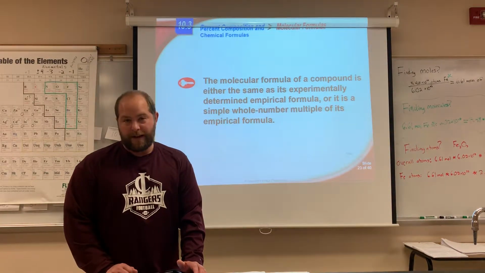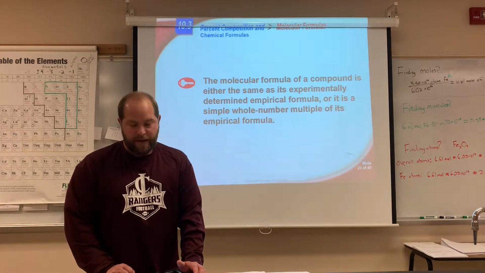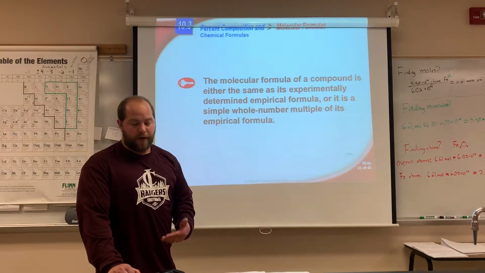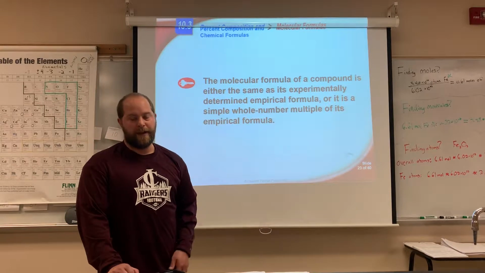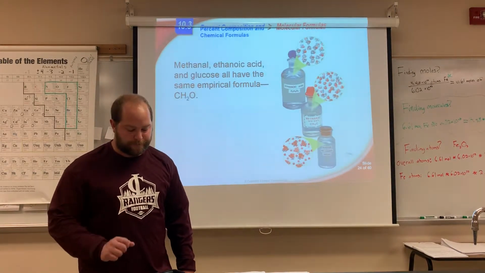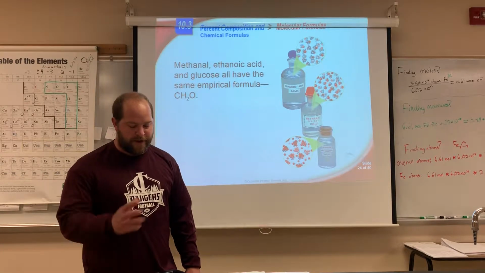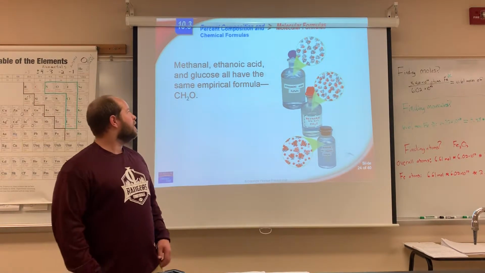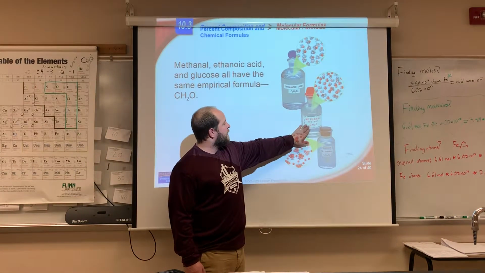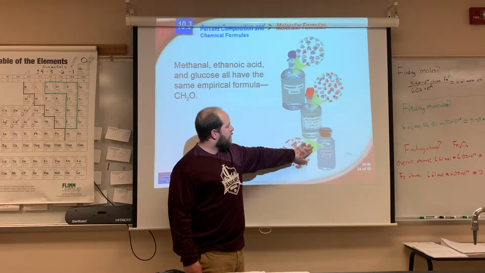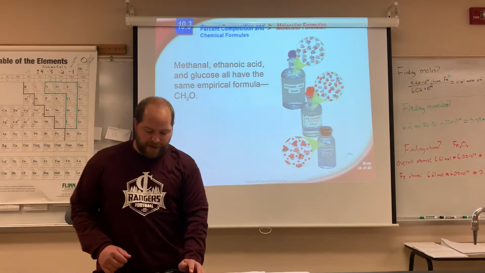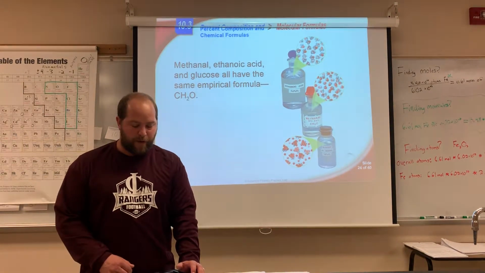So now the molecular formula of a compound is either going to be the same as the empirical formula, or it's going to be a multiple of that empirical formula. And I'll show you how chemists figure that out. Here's an example showing you that all of these would have the same empirical formula, CH2O. You have methanol, glucose, and ethanoic acid, 3 different substances, but they have the same empirical formula.